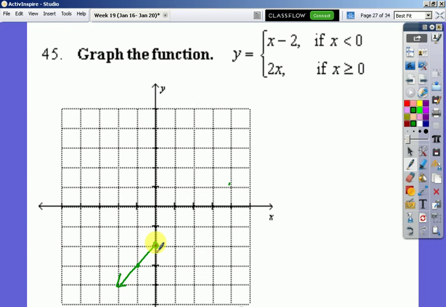Second one, the same thing. We're going to have a closed circle because it's greater than or equal to 0. So I know I start at 0, 0. I can leave that closed. And then I go up 2, over 1. Well, I know it's not going to include anything down here, right? So I can simply just draw this part of the line.